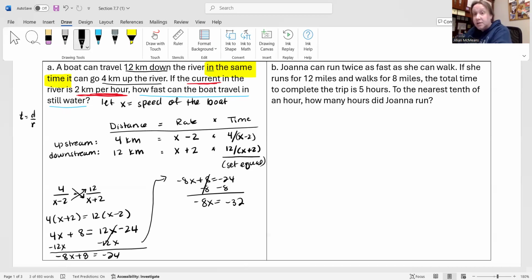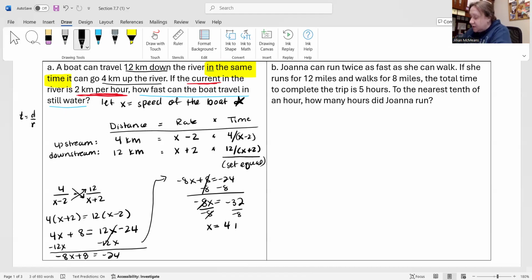And then to finally get x alone, I need to undo the multiplication of -8 and x. Well, -8 divided by itself is 1. 1 times x is x. And -32 divided by -8 is 4. Well, 4 what? You can't just leave the answer here as x equals 4. We don't remember what x is necessarily. Well, we have to go back and acknowledge that x is the speed of the boat.